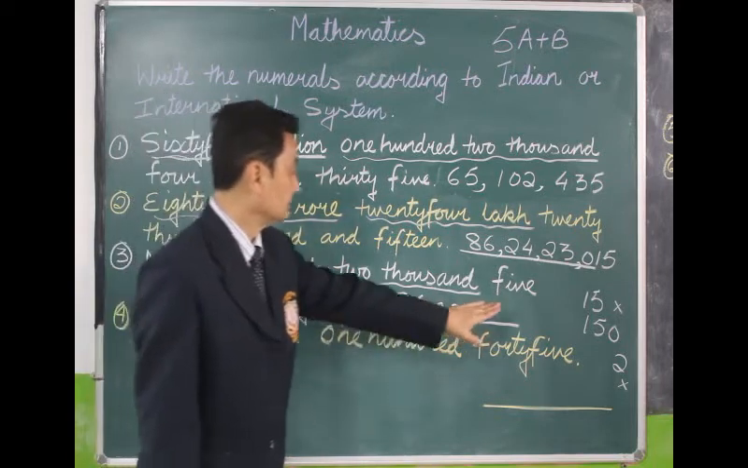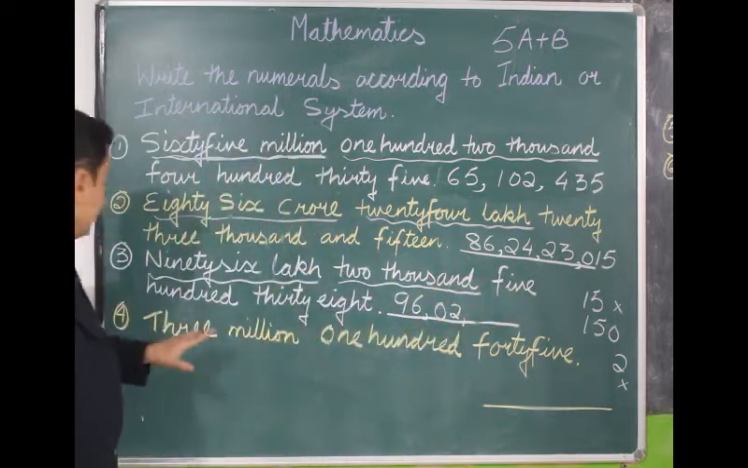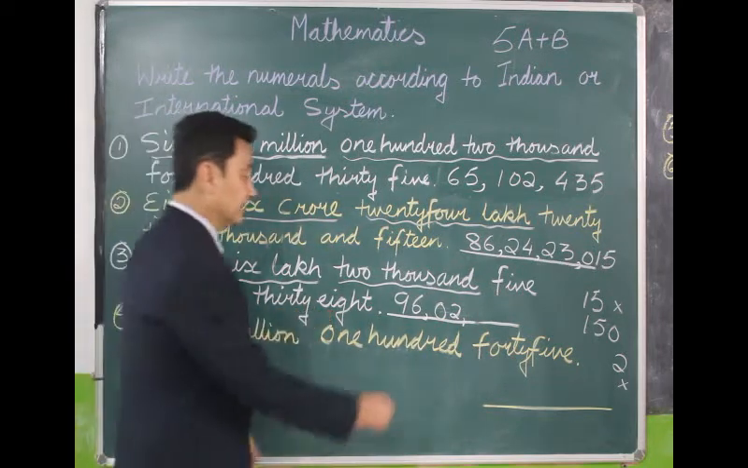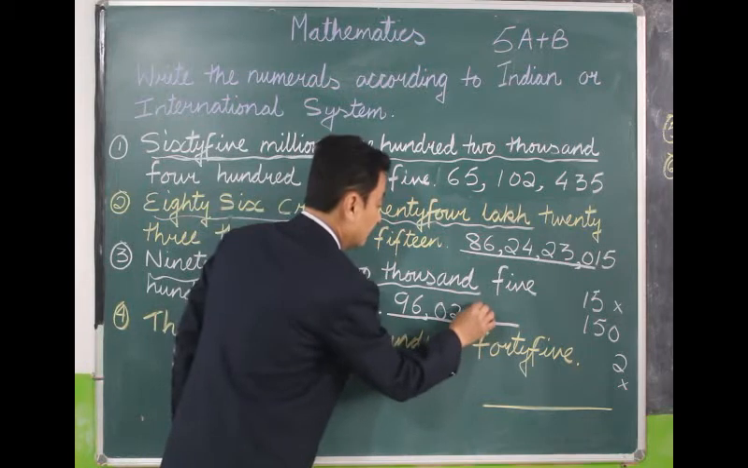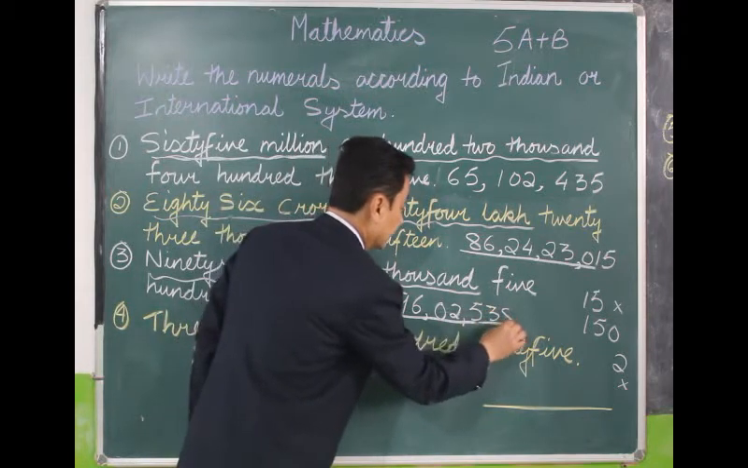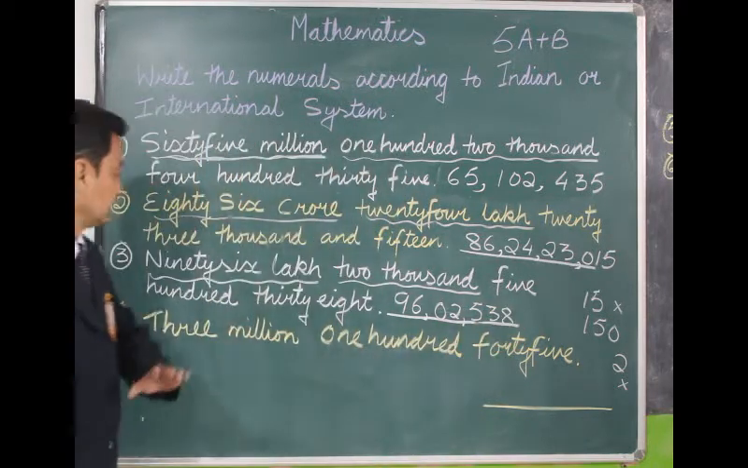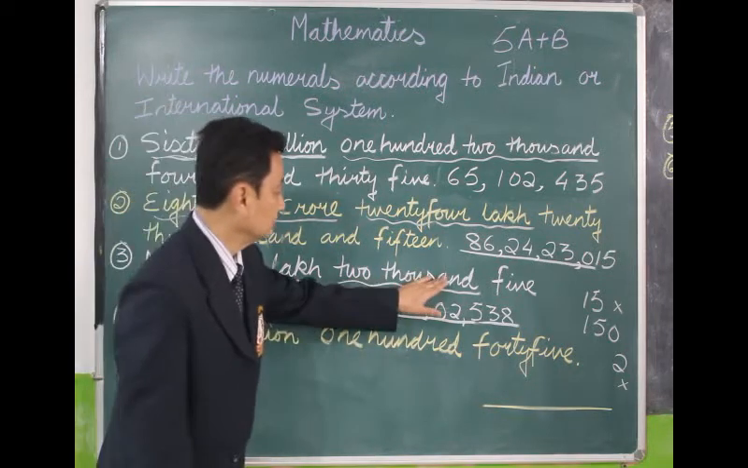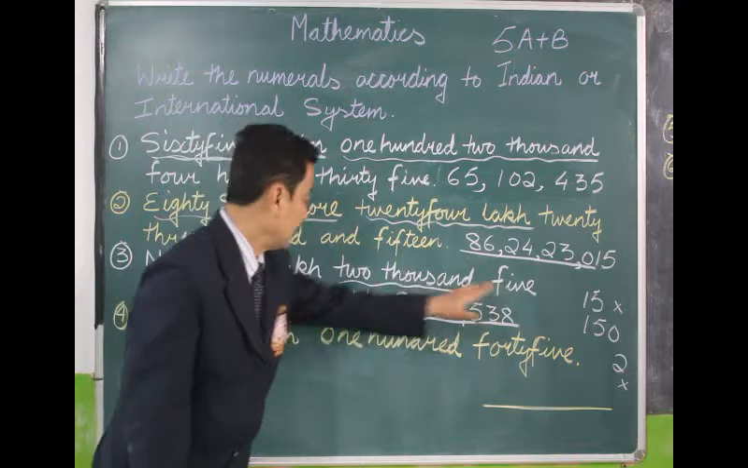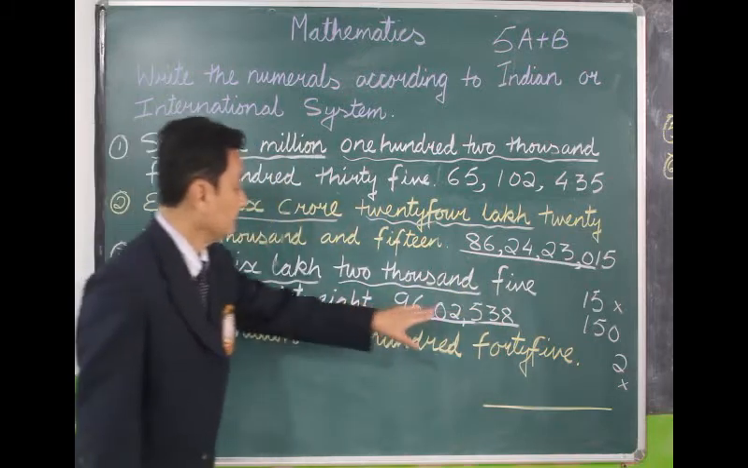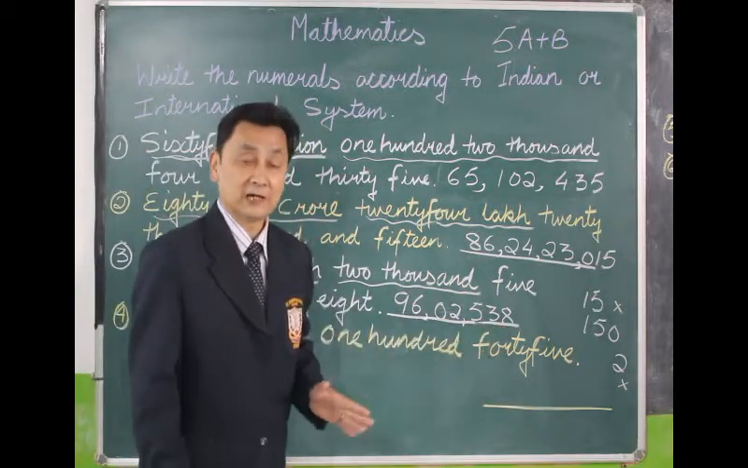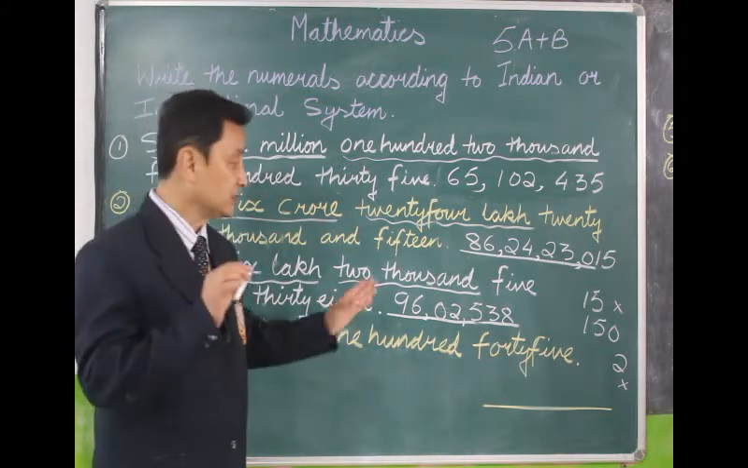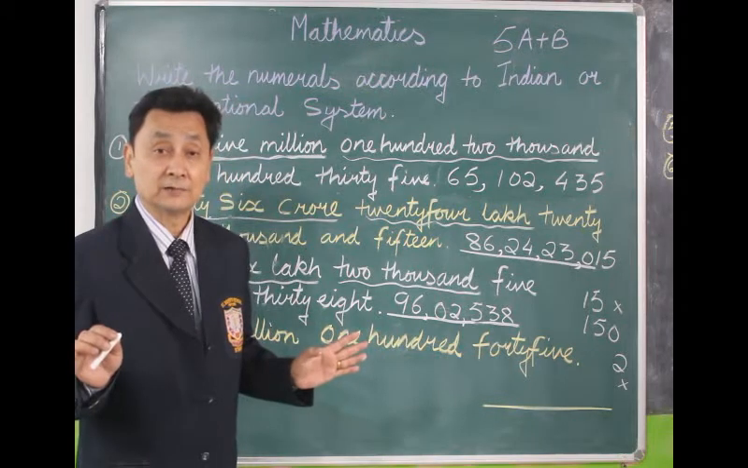Now let's do the last one. 538. That's easy. 3 digits. 538. Did you get that? Let's check. 96 lakh. 2,000. 538. So that way, if you check each time you do your sum and go back and check, you will never get your sums wrong.